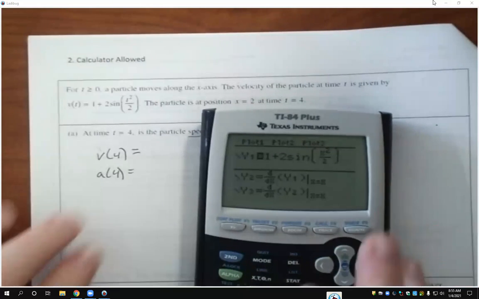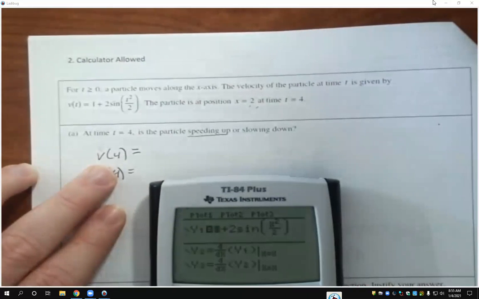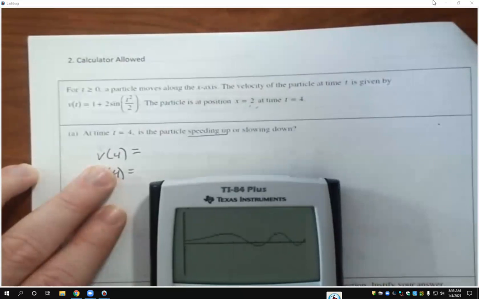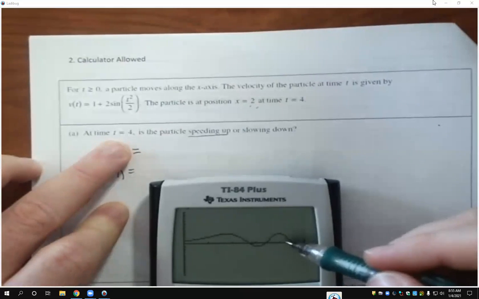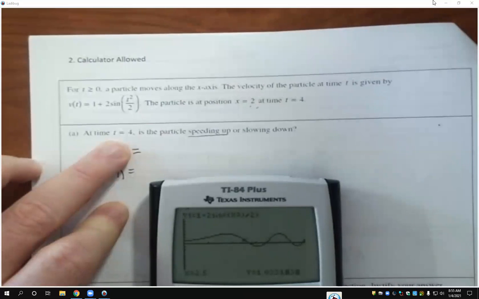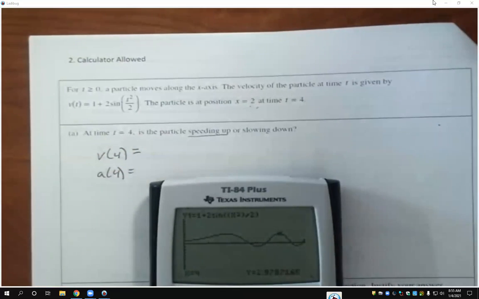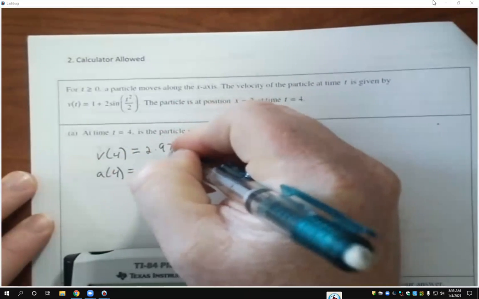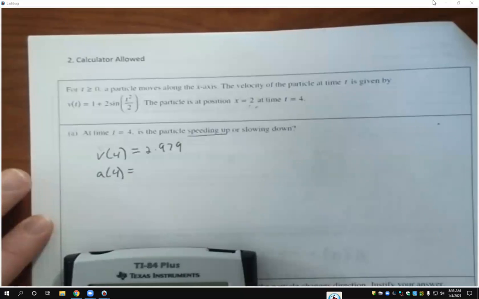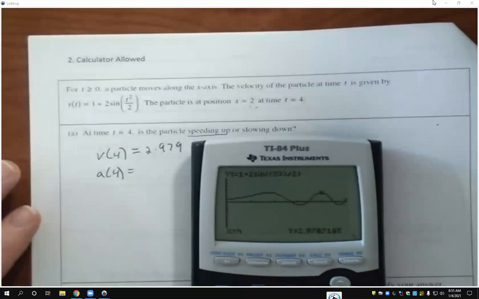So to find the velocity at time t equals 4, we have the velocity graphed in y1, okay? It's there. That's going from time 0 to, I think, 5. Okay, I want to know at 4. So this is the velocity function. So I'm just going to trace at 4. Okay, and I end up with 2.979. Okay, that's my velocity. And now I'm going to find my acceleration.